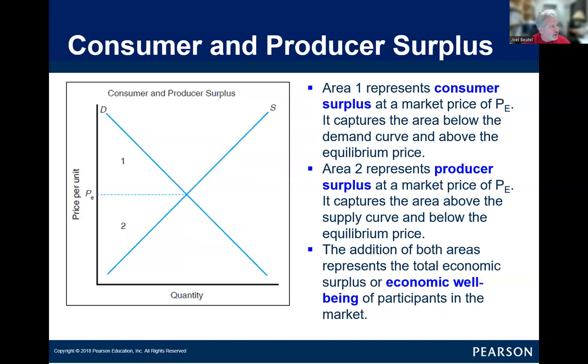So area 1 represents consumer surplus at the equilibrium price, PE. And that's going to be the area above the price line and below the demand curve. Producer surplus is the area below the price line and above the supply curve. And we add those together to get to our level of economic well-being.